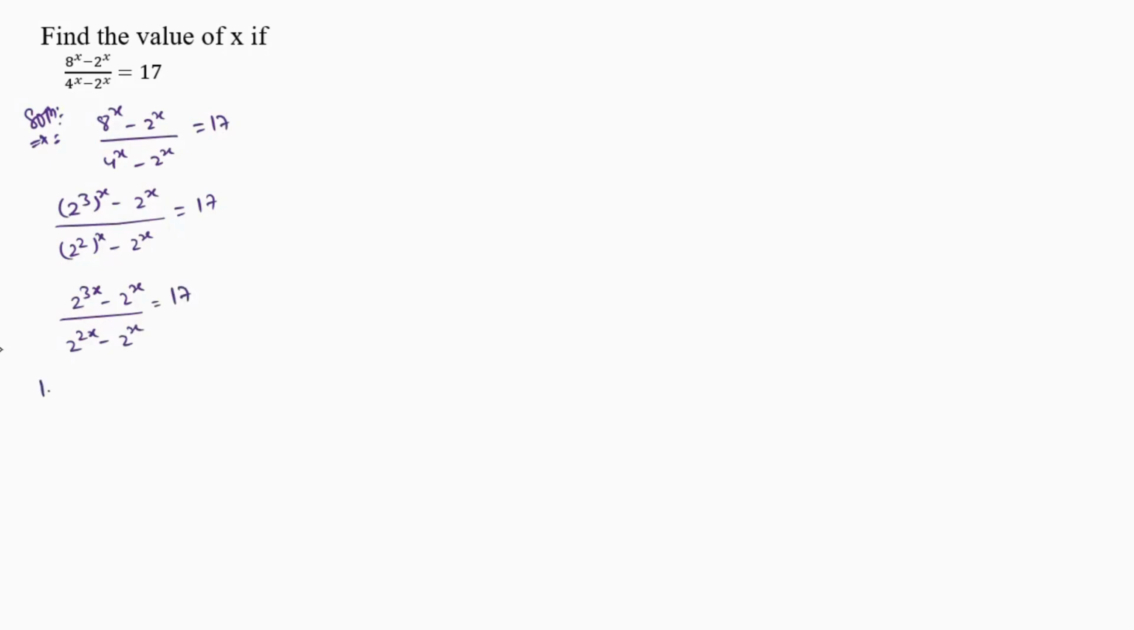So now let y equal 2 raised to power x. Therefore, 2 raised to power 3x can be written as (2^x) cubed, which equals y cubed, and similarly 2 raised to power 2x can be written as (2^x) squared, which equals y squared. So our equation will become (y^3 - y) / (y^2 - y) = 17.